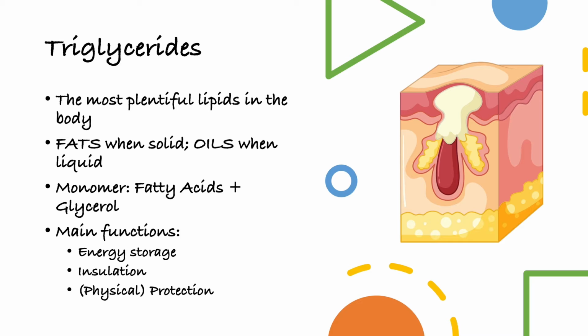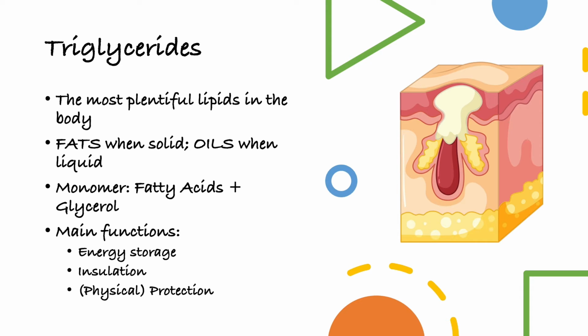On the topic of triglycerides, they are the most plentiful lipids in the body, which is also why we measure them, and they give us an idea of how much fat is in the body. We use the term fats when they're solid, and we use the term oils when they're liquid. And the monomers are going to be fatty acids and glycerol.